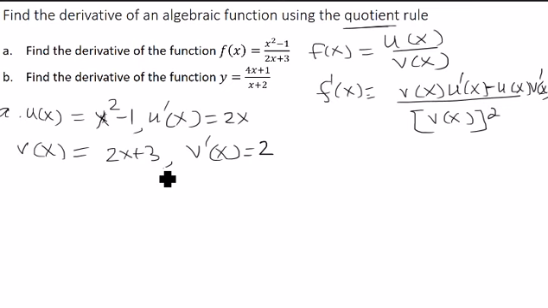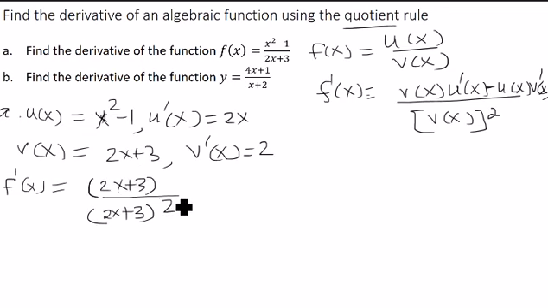Now putting them back together into this formula, we have f prime of x equals, in the denominator we're going to square the v, so v is 2x plus 3, so I have 2x plus 3 squared, and then on the top I have v of x, which is 2x plus 3, times the derivative of u of x, which is 2x, minus, now I have to put the u of x, which is x squared minus 1, times the derivative of v of x, which is going to be down here 2.